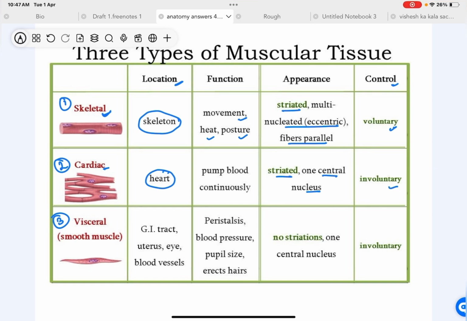The control is involuntary. And the last is the smooth muscles or the visceral muscles that are present in the GI tract, uterus, eye, and blood vessels. The function is peristalsis, blood pressure, pupil size, and erecting hair. There are no striations and one central nucleus, and the control is involuntary.